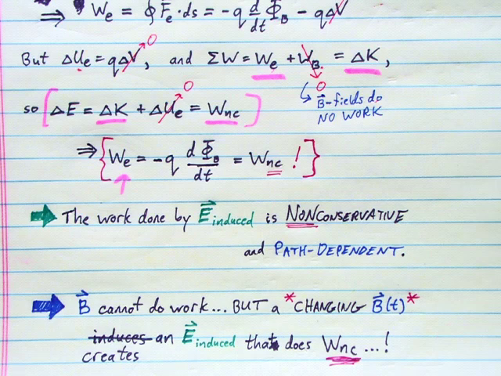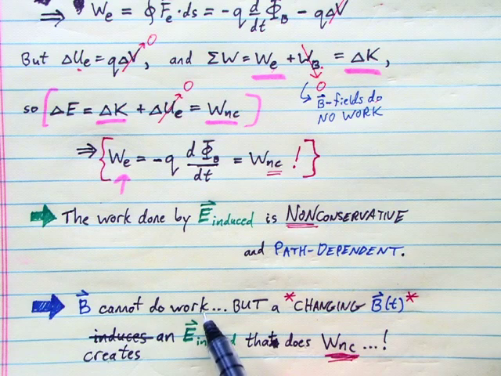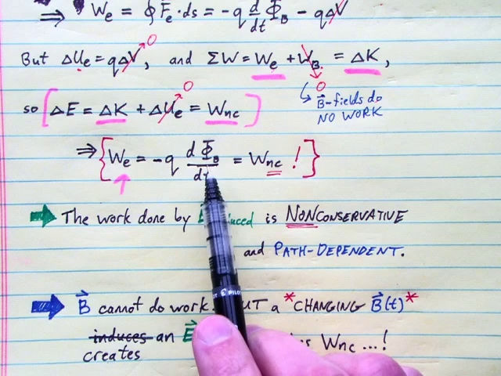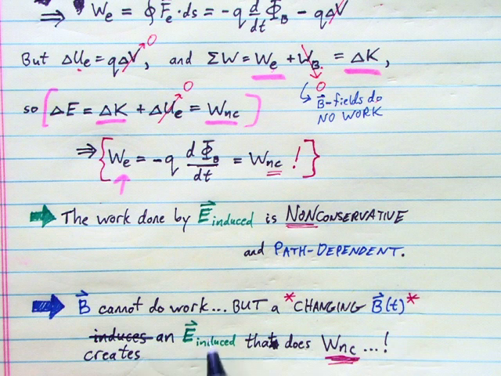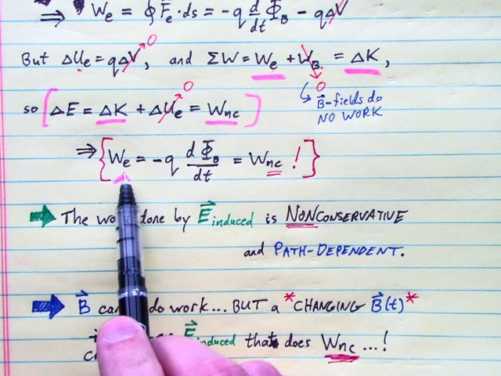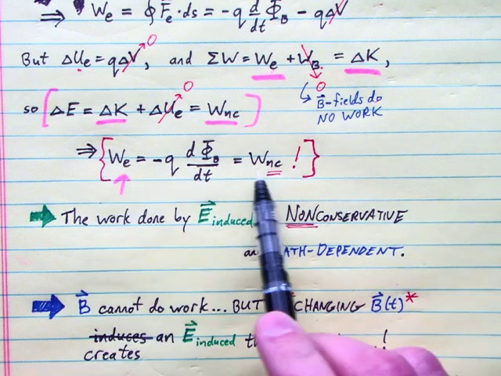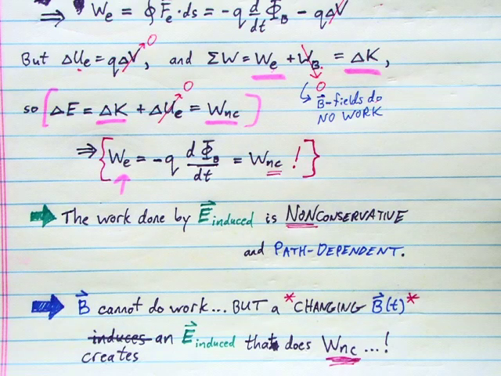So, big picture, it's still true that magnetic fields cannot do work, but a changing magnetic field, a changing magnetic flux, creates an induced electric field that can do work. And that induced electric field, in fact, does non-conservative work. Very different from the electric fields we first encountered.